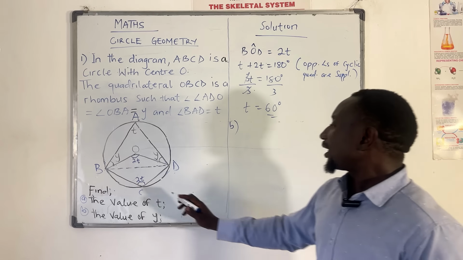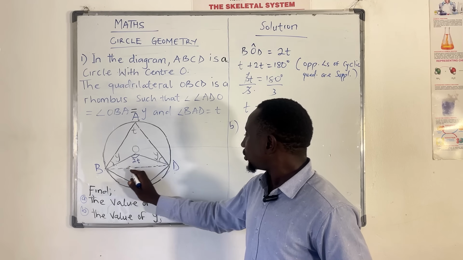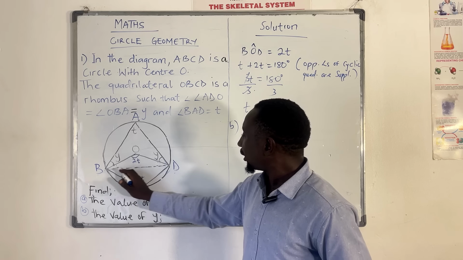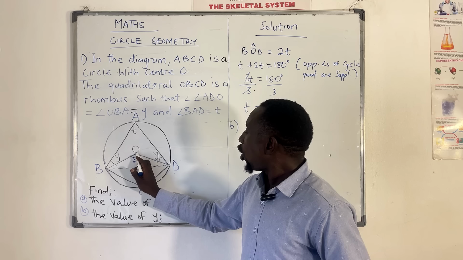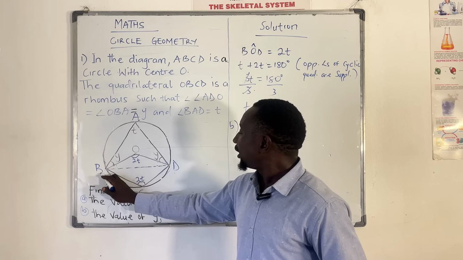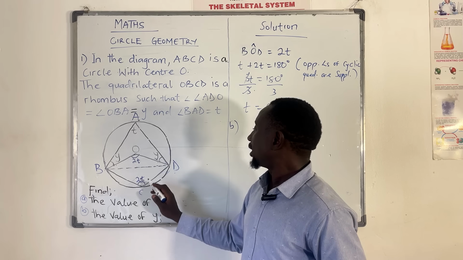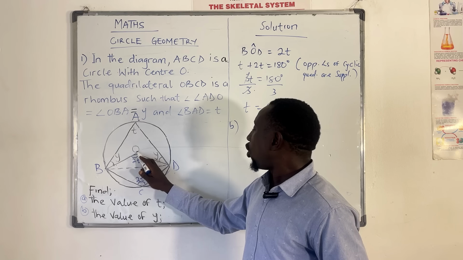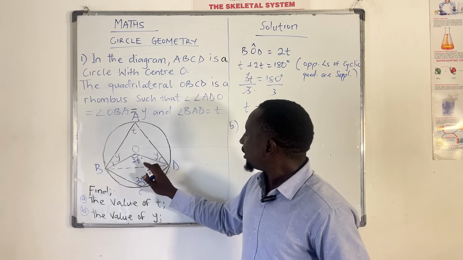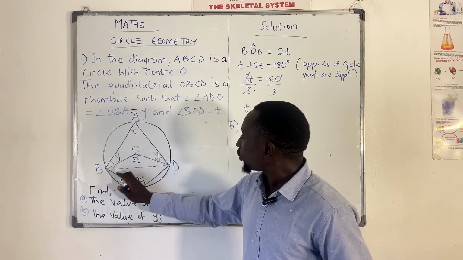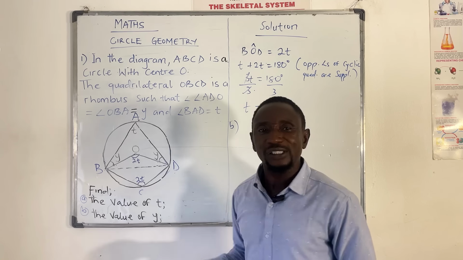Looking at this, if you consider this triangle here, you will see that angle OBD, that is this very angle, is equal to angle ODB. What is the reason? We know that since this is a radius, from this point to this point is the radius, and from this point to this point is the radius, it means that this triangle is an isosceles triangle.